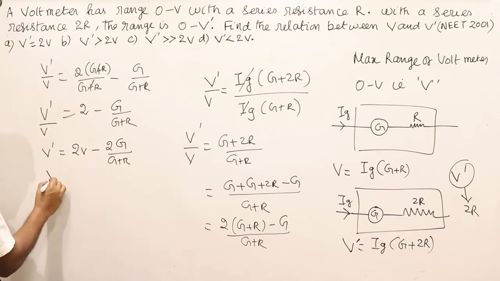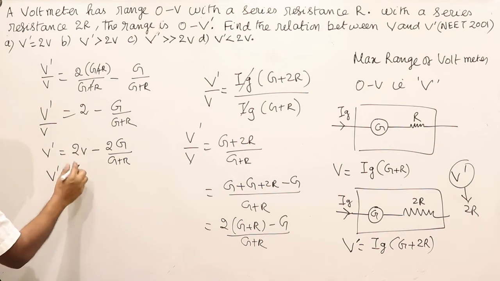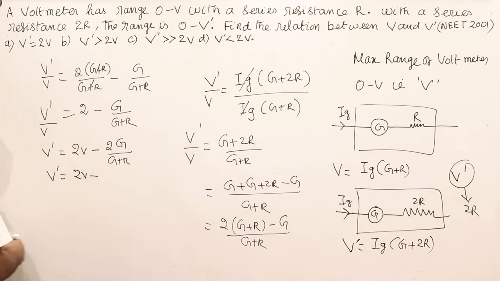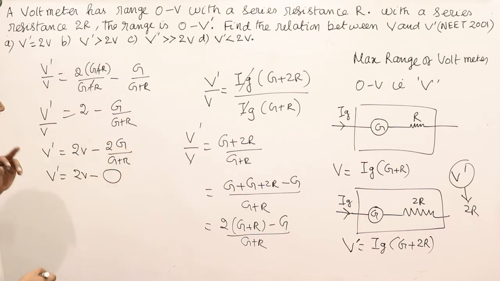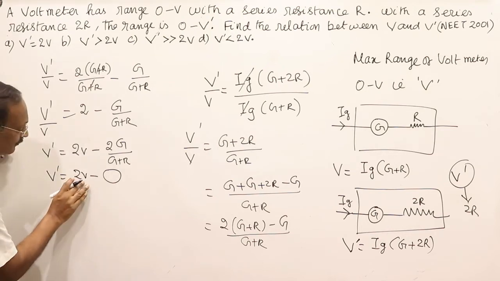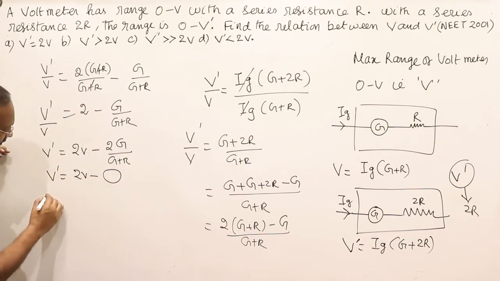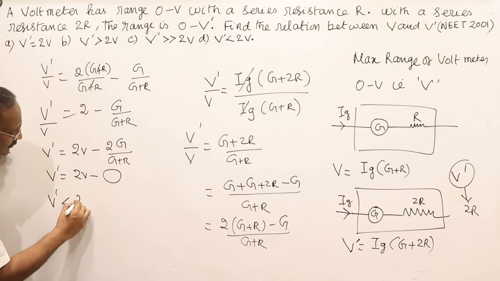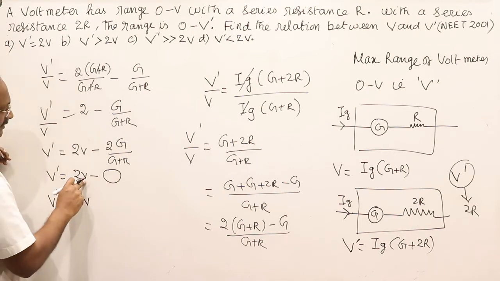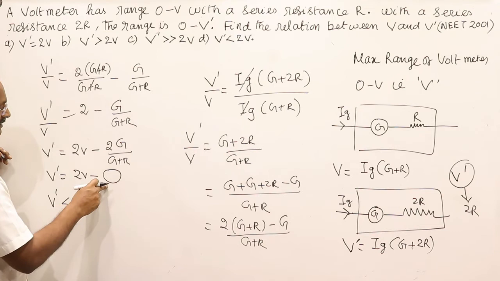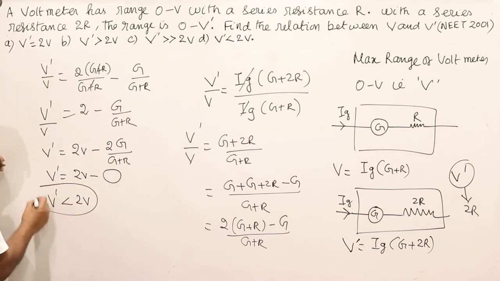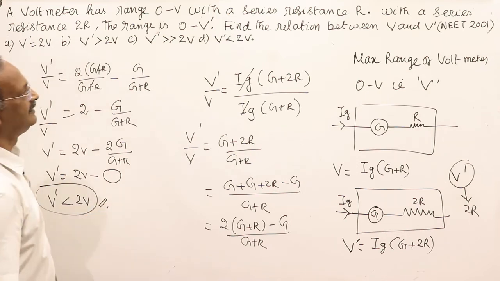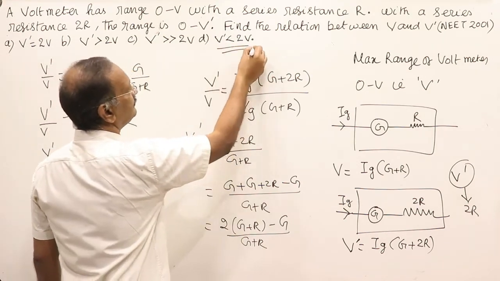It means V dash is equal to 2V with something subtracted, that is 2G by G plus R. For which condition is this satisfied? V dash is 2V with something subtracted, so V dash is less than 2V. Suppose along with the 2 volt, 1 volt is subtracted, it will become 1 volt. It means V dash is less than 2V. So this is the condition.